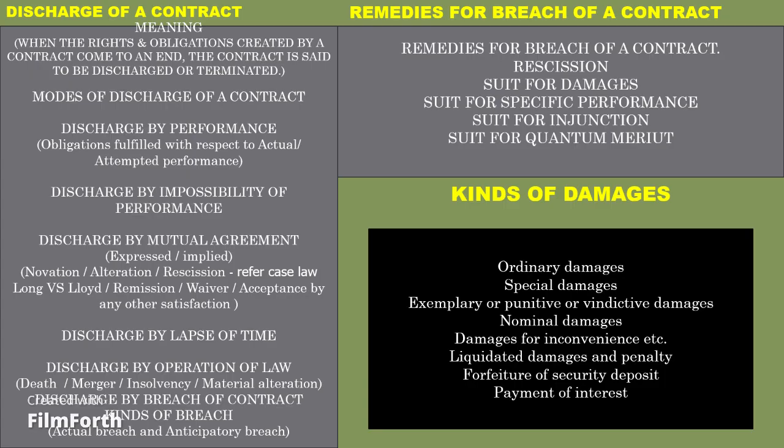2. Attempted performance or tender performance. Where a valid tender is not accepted by the other party, the promisor is discharged. That is, when the promisor offers to perform his obligation, but the promisee refuses to accept the performance, it amounts to attempted performance. A valid tender of performance is equivalent to performance.